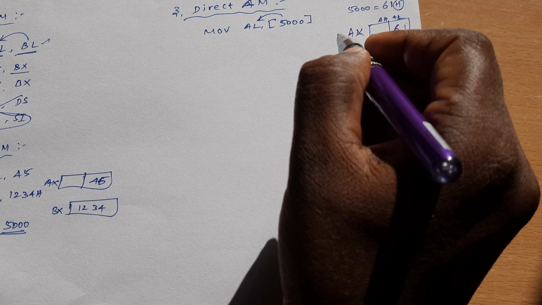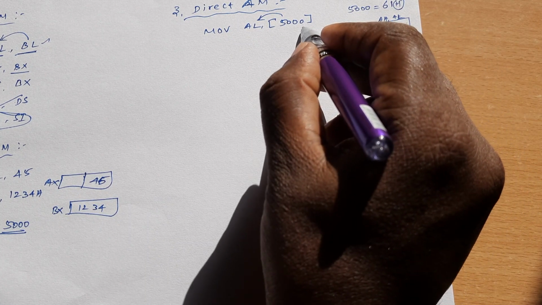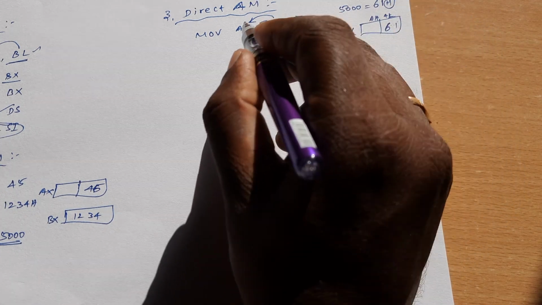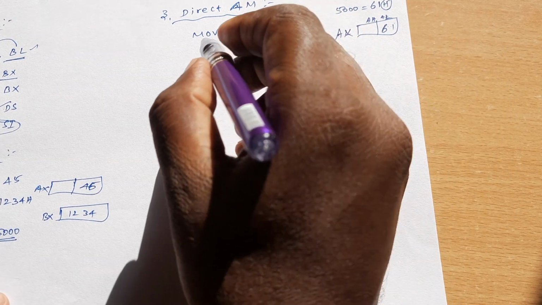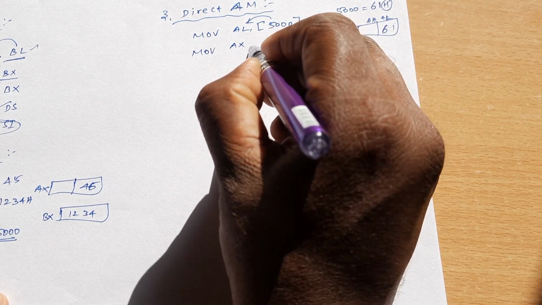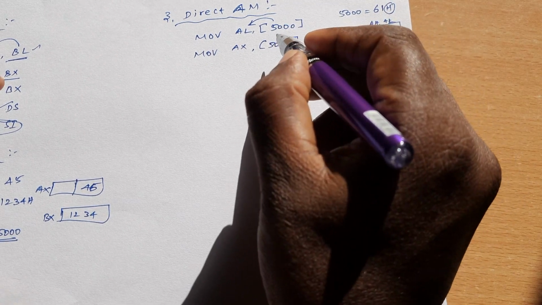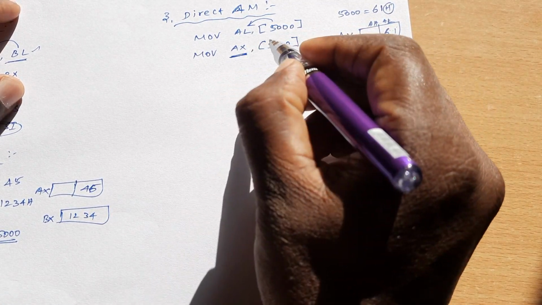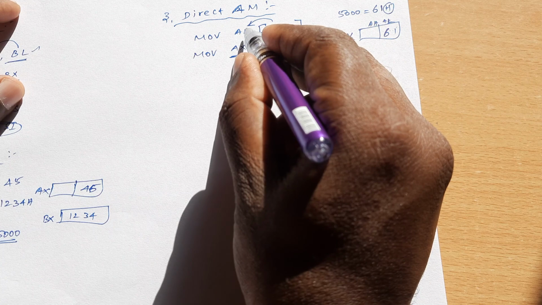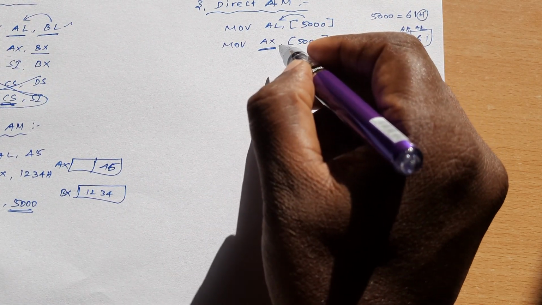After execution of this instruction, this is source and this is destination, so the value stored in the memory location pointed out by the offset address 5000 is moved to AL. Similarly, and very importantly, you need to understand this: MOV AX, 5000. Both look similar, but the register size is different. This is AL, this is AX; this one is 8-bit and this one is 16-bit.